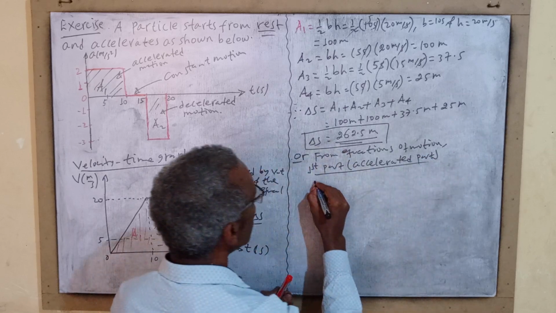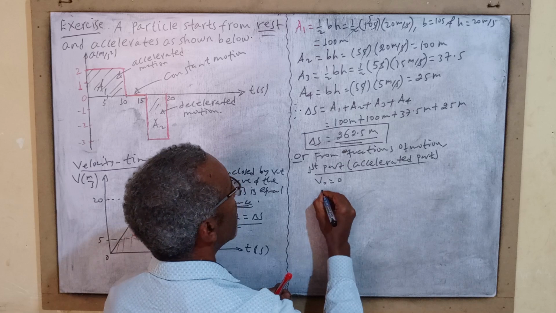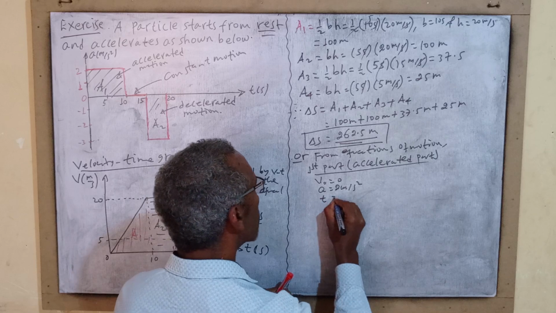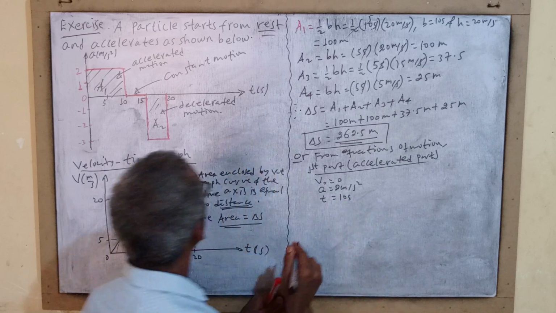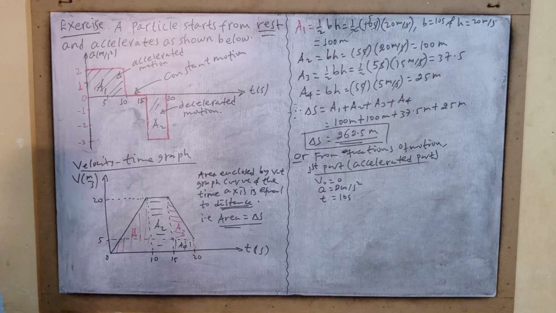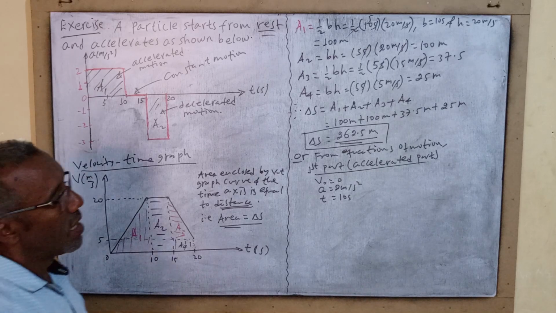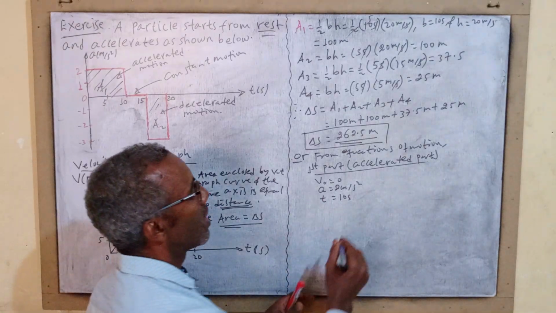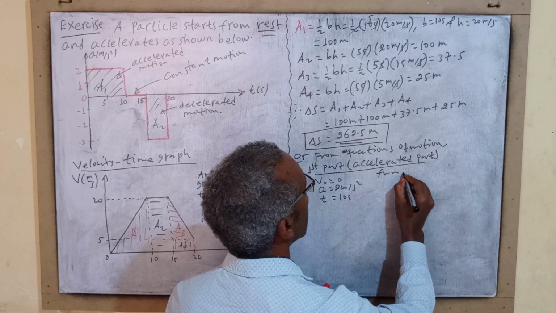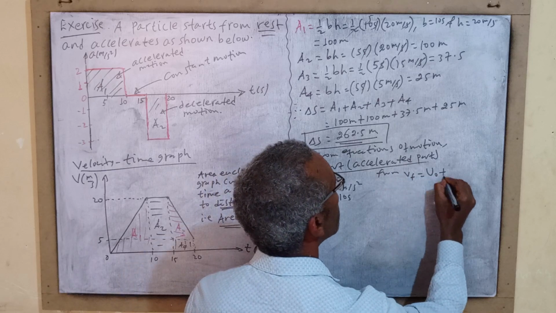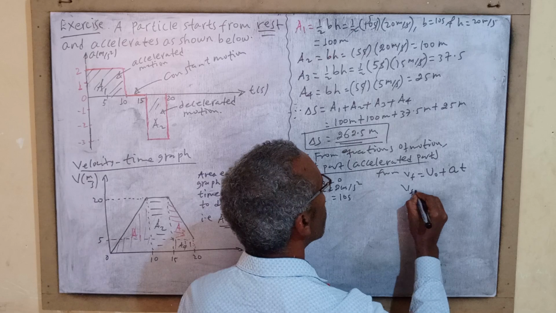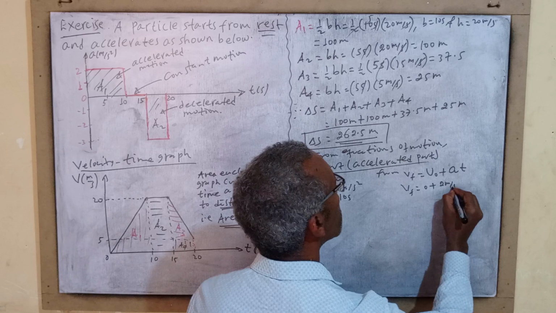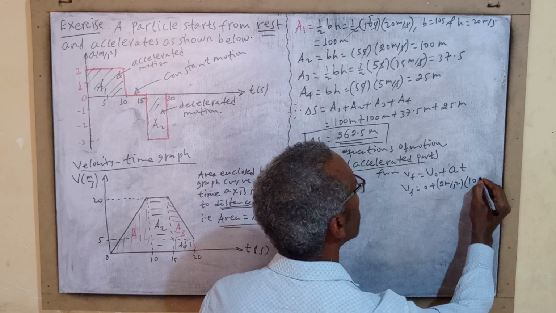In this part, the initial velocity is 0. The acceleration is 2 meters per second squared and the time is 10 seconds, because in the first 10-second interval the particle accelerates. Therefore, we are going to find the speed at t equals 10 seconds. From this equation, v final is equal to v initial plus a times t. v final is equal to v naught, which is 0, plus a, which is 2 meters per second squared, times t, which is 10 seconds.